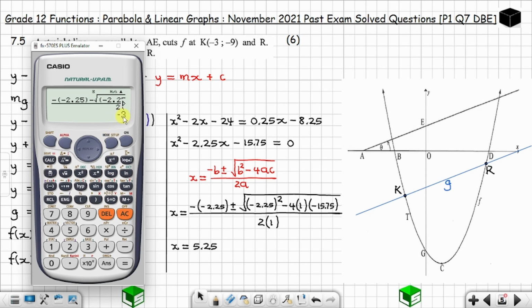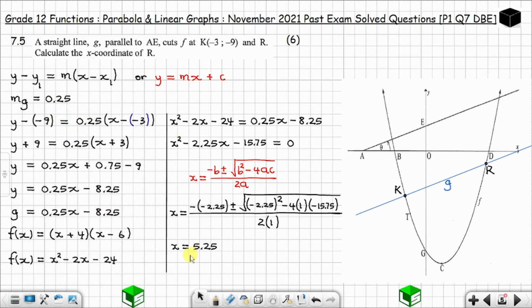Can you see the negative 3 is actually the coordinate of K? So this tells you that the other value is the coordinate of R. But the question was only asking for the x coordinate of R. So make sure you say that x is not equal to negative 3. You put a line there to say x is not equal to negative 3. So the x coordinate of R is only 5.25. This is how you solve this question. Very simple, right?